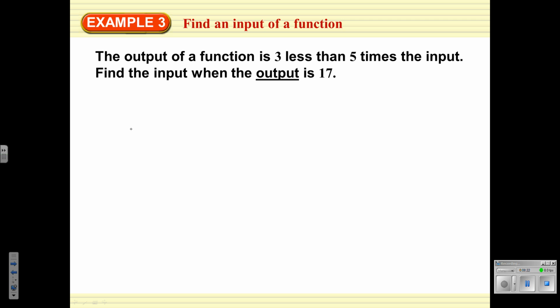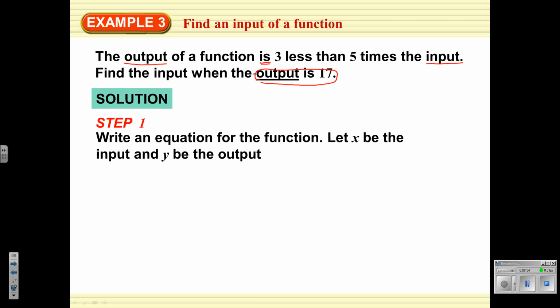All right, here's example 3, finding an input of a function. All right, the output of a function, so underline the word output, of a function is, underline the word is, 3 less than 5 times the input, and underline the word input. Find the input when the output is 17. So they tell us what the output is going to equal. So we're going to need to have this information right here in just a second. So let's think about what it's asking us to do.